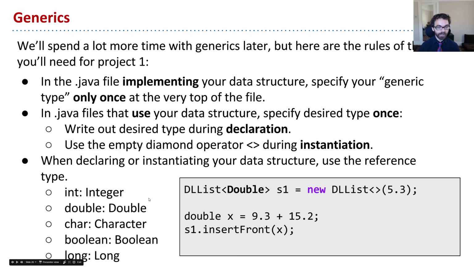And when you're actually declaring or instantiating your data structure, whenever you're putting something inside of these braces, you want to make sure that you use capital I Integer, capital D Double, and so forth. So use the reference type corresponding to each of the primitive types. So that will get you as much as you need on project 1. And there'll be a couple little tiny gotchas that will be mentioned in the project 1 FAQ, and we'll get into generics more somewhat later.